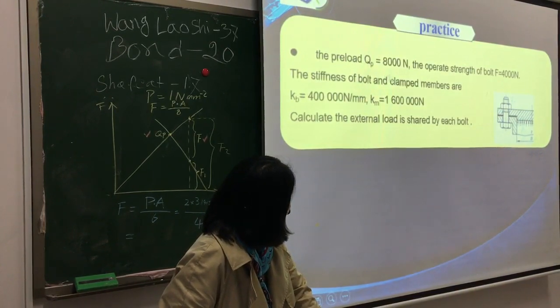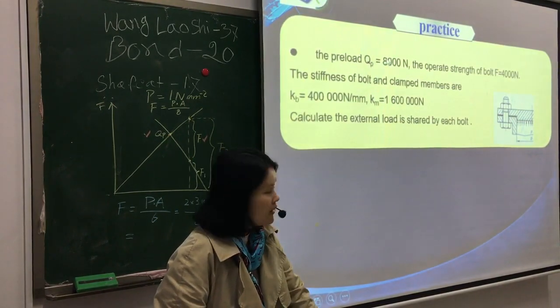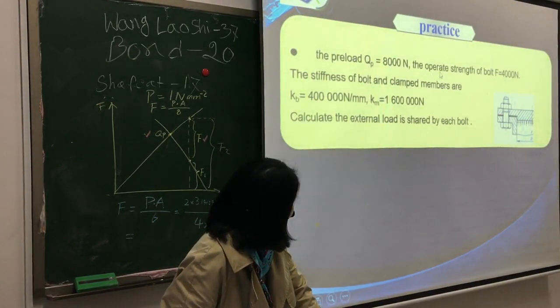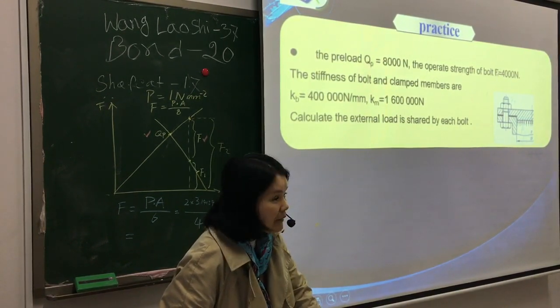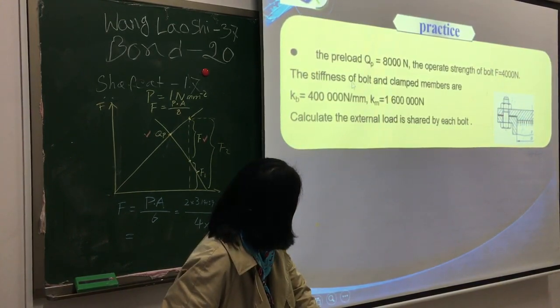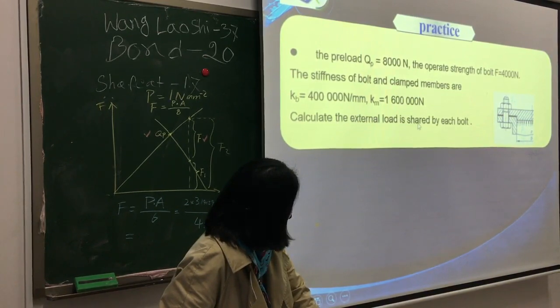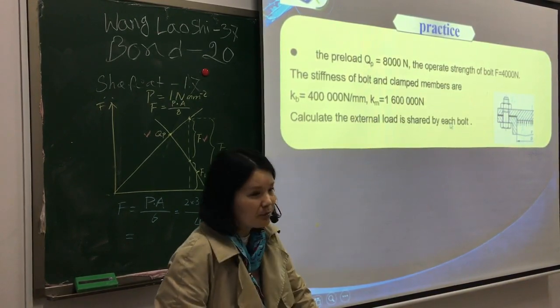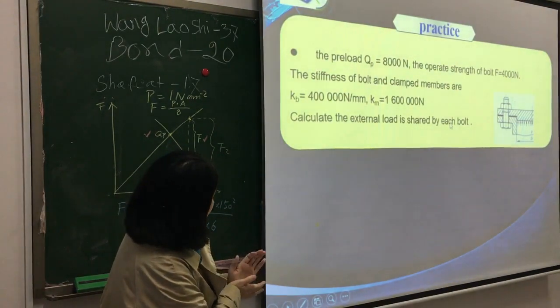The preload QP is 8,000. The operating strength of bolt F is 4,000. So we load the F. And the stiffness of bolt and clamped members respectively. So calculate the external load shared by each bolt.